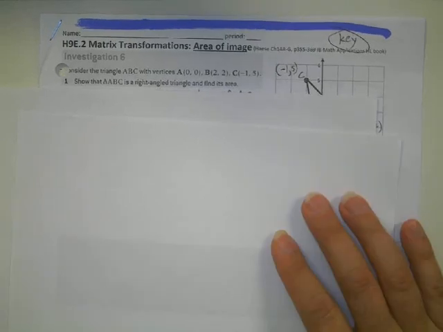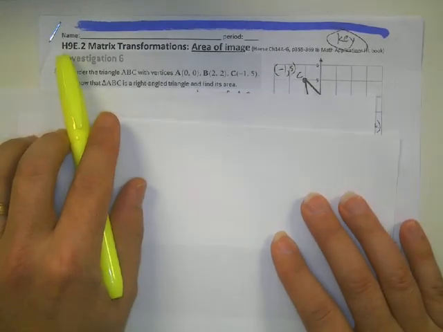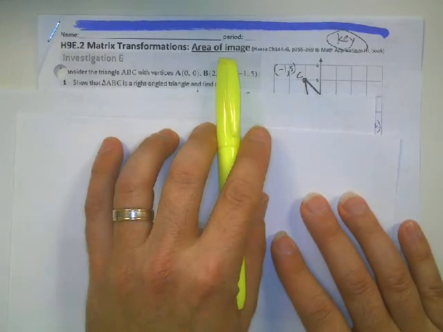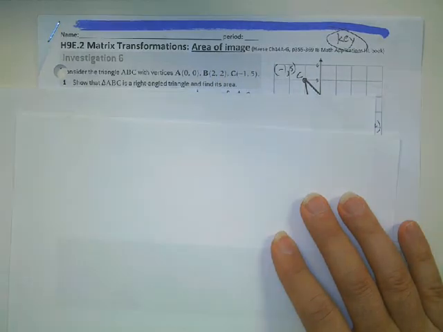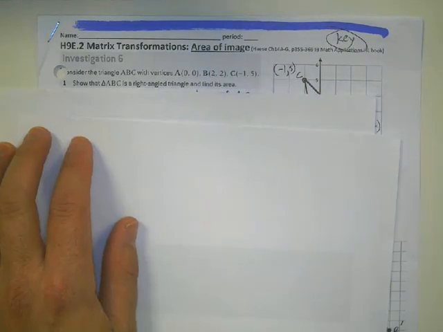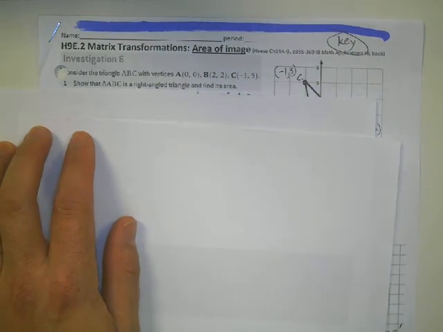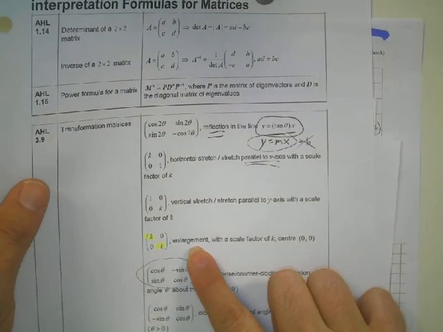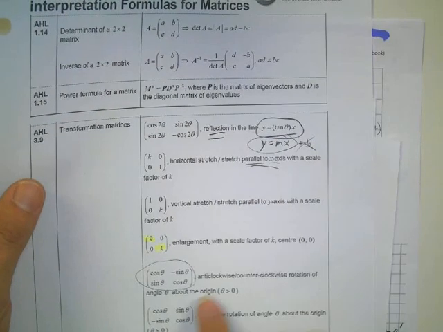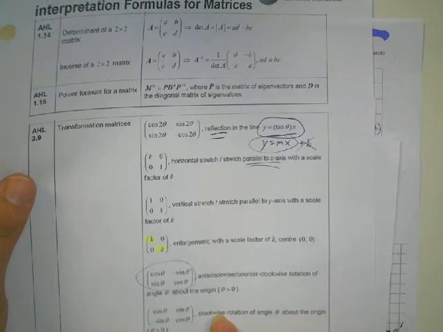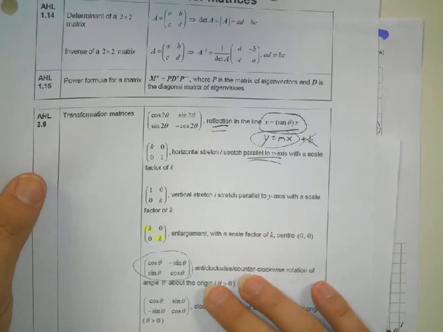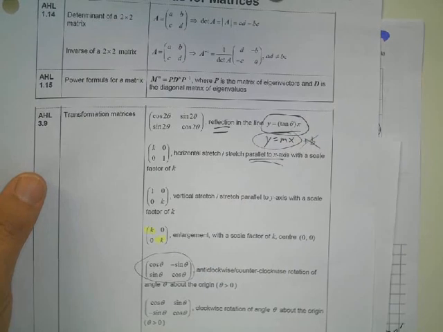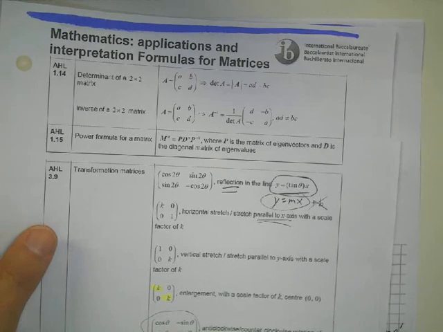Okay, we're going to continue our lesson on H9E.2 matrix transformation, and we're going to talk about areas of an image. Prior to this, we've been doing stretches and enlargement and reflection and rotations, clockwise and counterclockwise. Fortunately, we've got these formulas in our IB formula packet that will help us with that.